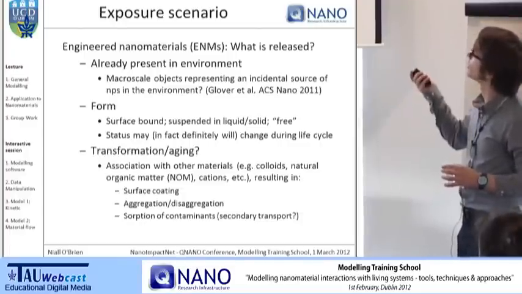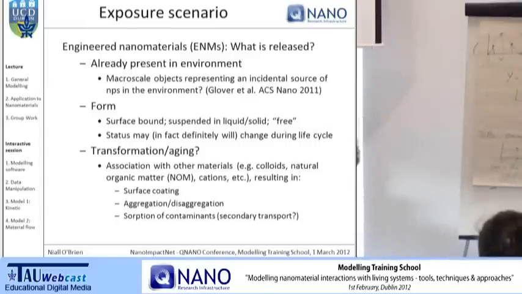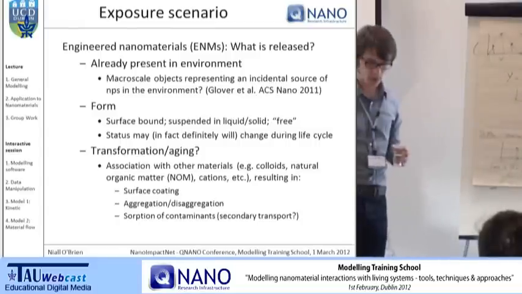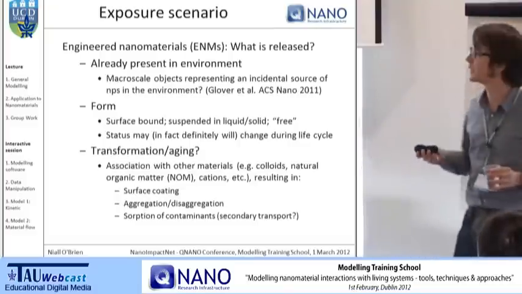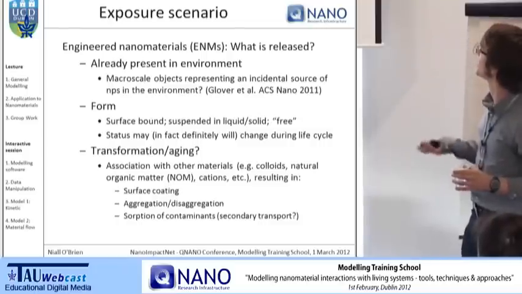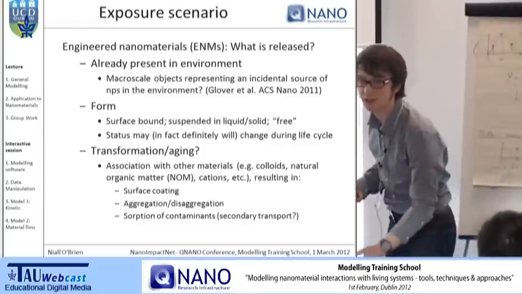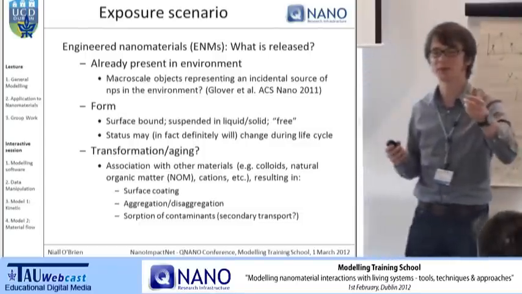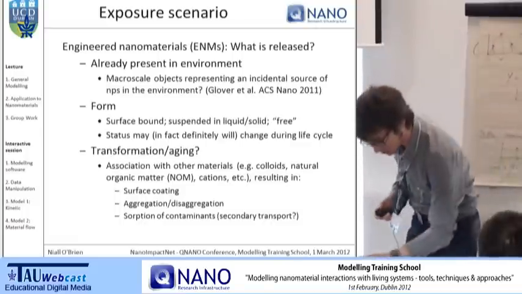There are also nanomaterials already present in the environment. These could be organic, inorganic. They could be actual nanomaterials. It's been shown recently that macroscale objects can represent an incidental source of nanomaterials in the environment. I think silver nanoparticles, not just ions, were actually formed in the environment. There's a paper here if you want to look further into that.